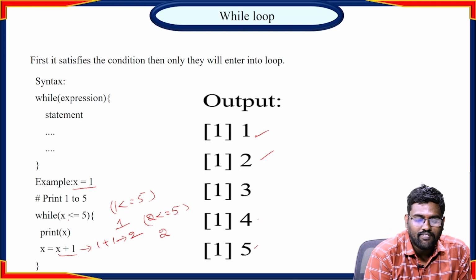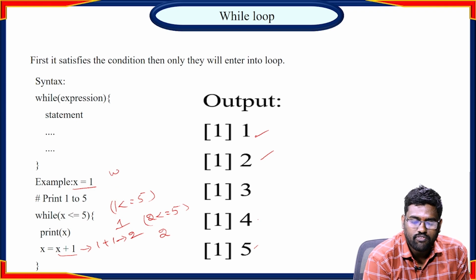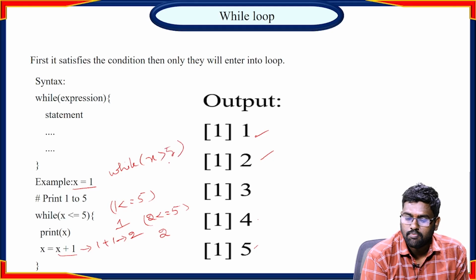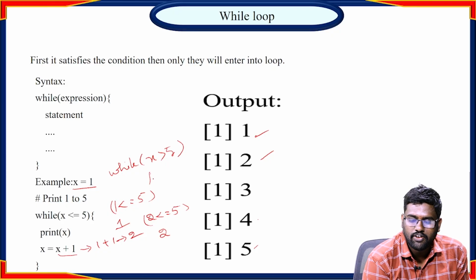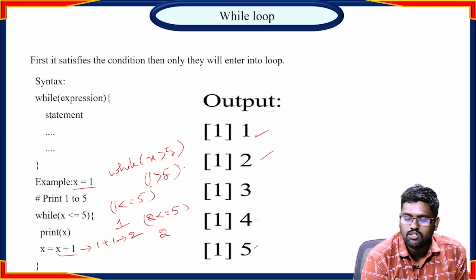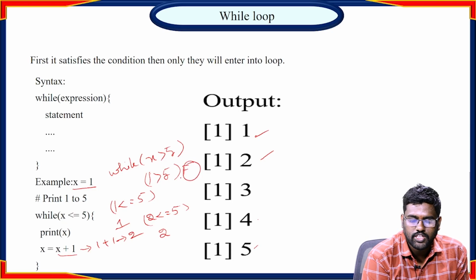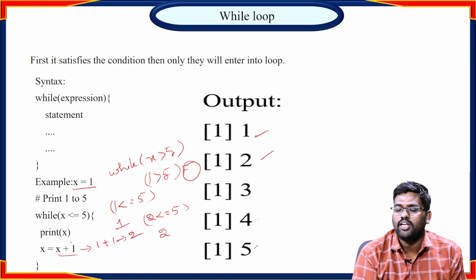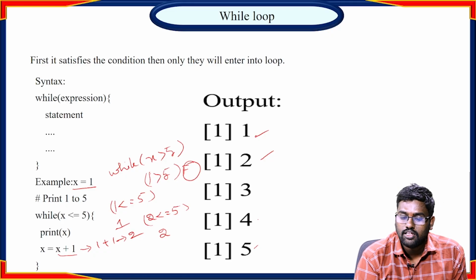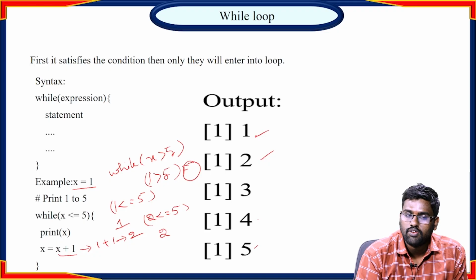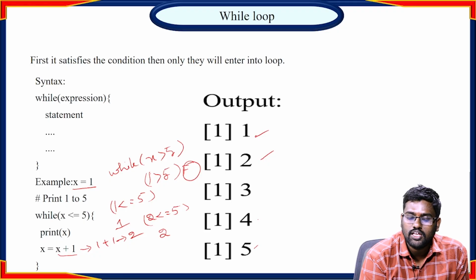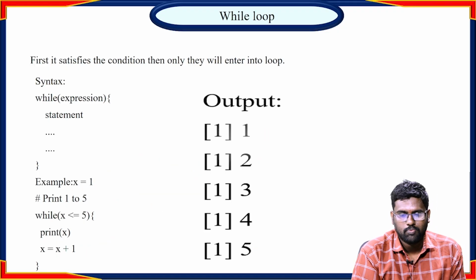In case I give the condition while x is greater than 5, for example, while x is greater than 5, and first I take the x value as 1. Is 1 greater than 5 or not? This condition is false. So it won't enter the loop, and it won't print any statements in the given example. Like this, we need to change the conditions and check each and every condition in the given example. This is about the while loop.